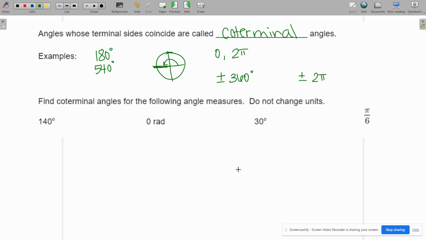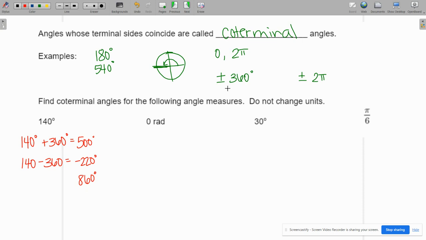So find coterminal angles for the following angle measures. Do not change units, meaning if you start with an angle in degrees, your answer should be in degrees. If you start with something in radians, your answer should be in radians. So 140 degrees, we could add 360 degrees to get us something that's coterminal, and that would give us 500 degrees. Not that I asked you to, but you could also do another one by taking away 360 degrees from 140, and you could get negative 220 degrees. You could add 360 to 500, and you can get 860 degrees.